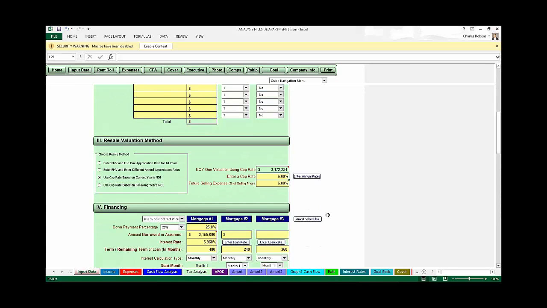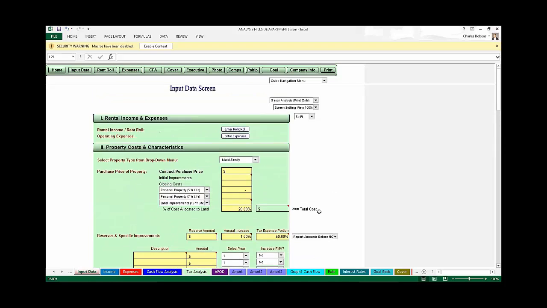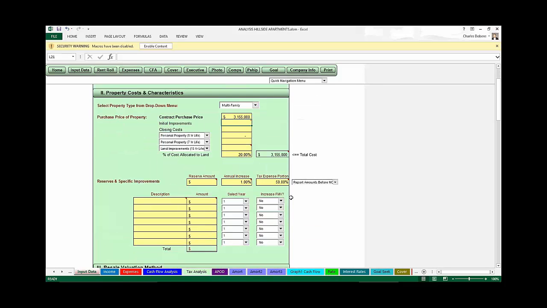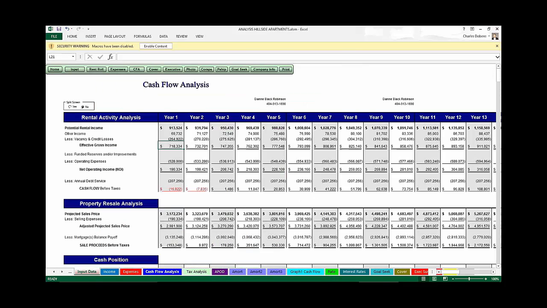But we're going to go through with it. We're going to make them an offer. But we're going to offer them essentially the loan amount. That's what we're going to offer. So in here, we're going to put in 3155. Okay? So if we put in 3155, how does this property look?